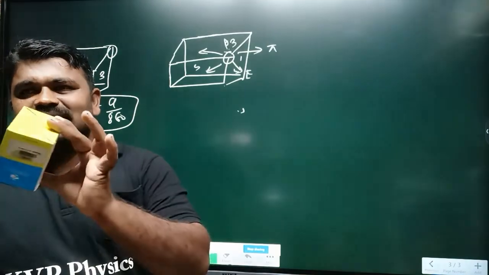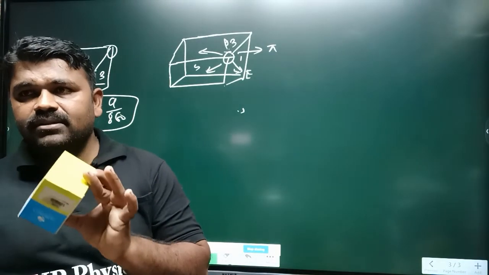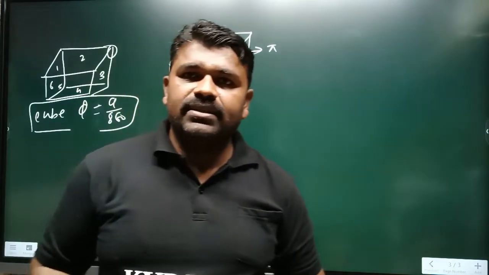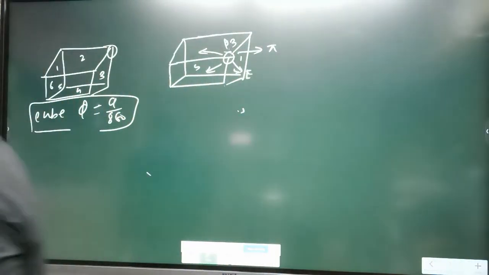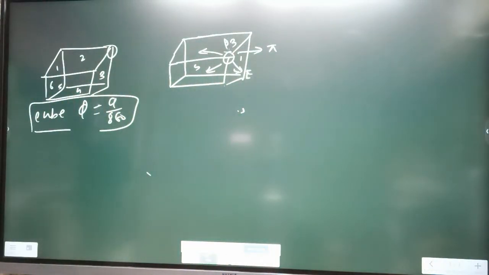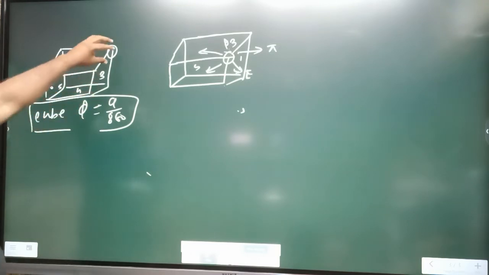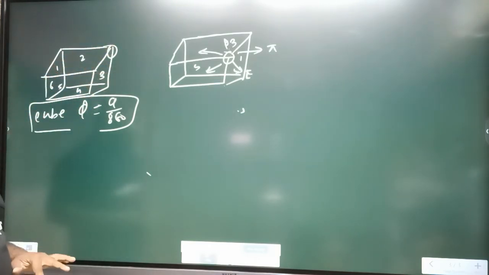Means out of 6 surfaces, how many surfaces will flux be passing through? Only 3 surfaces. How much flux available? Q by 8 epsilon naught. Yes or no? Because we need to cover this charge, we required 8 cubes.